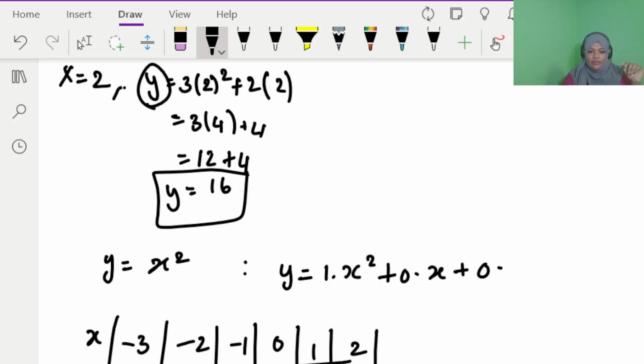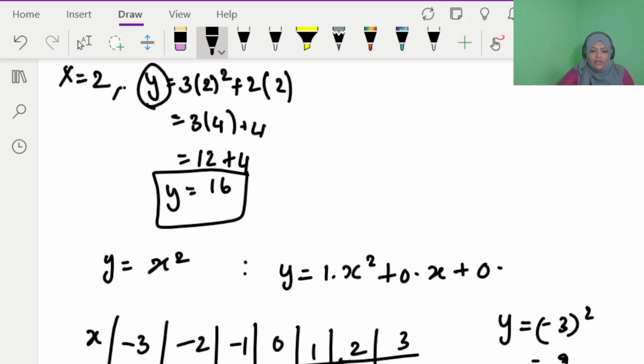So if we put the value of x to be negative 3 here, what happens? y equals negative 3 the whole squared, it becomes what? Positive 9, right? So y is 9. Similarly, let me fill in the other values of the respective y's for the x's. So that should be 4, 1, 0, 1, 4, and again 9.